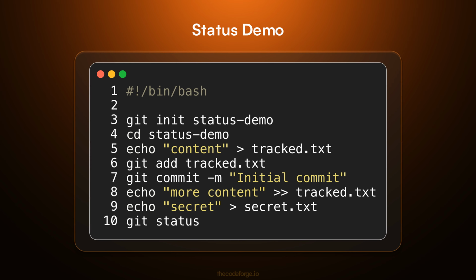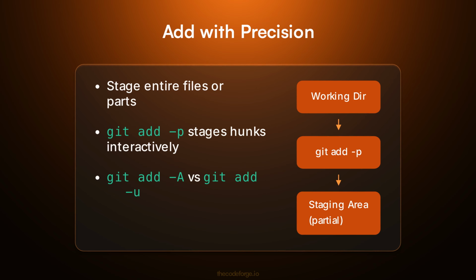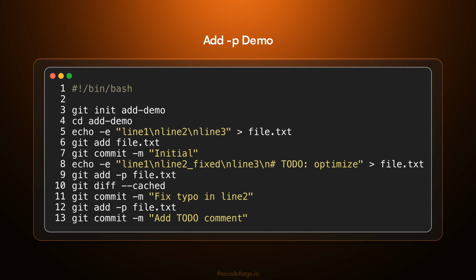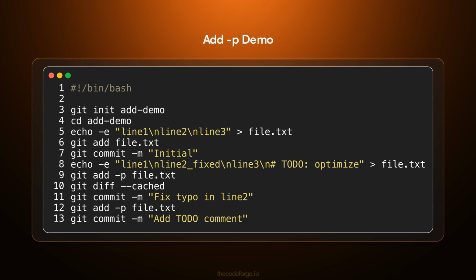Never run git add without first running git status. Use git add -p to stage individual hunks. This keeps commits focused. You can commit only the bug fix parts of a file. Interactive staging lets you choose which changes to stage. Here we stage only the bug fix first, then the comments separately.